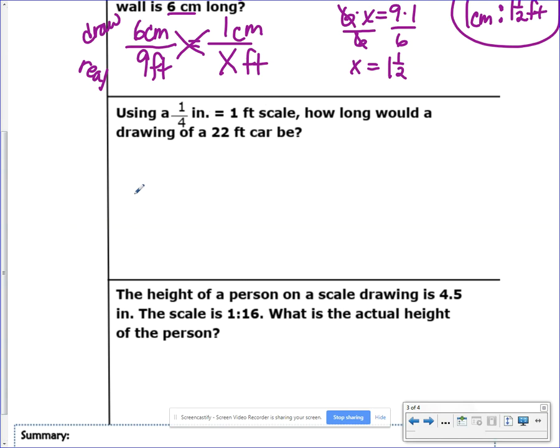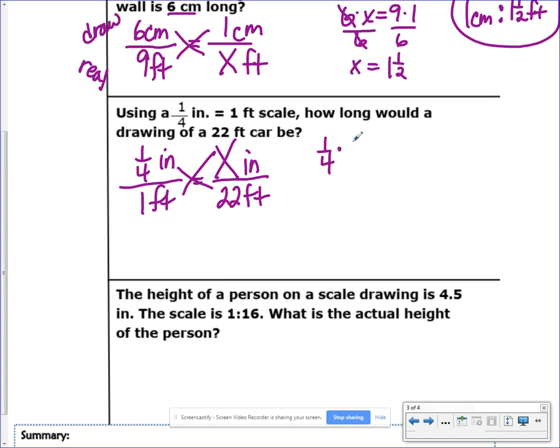Next one, here's my scale, a 1/4 inch to 1 foot scale. How long would a drawing of a 22-foot car be? So 1/4 of an inch is to 1 foot. How many inches to how many feet? 22-foot car. I'm looking for the inches. Here we go. Cross multiply. Oh, I like this one. You know why? Because I'm going to take 1/4 times 22, and that equals 1 times x. I don't even have to divide.